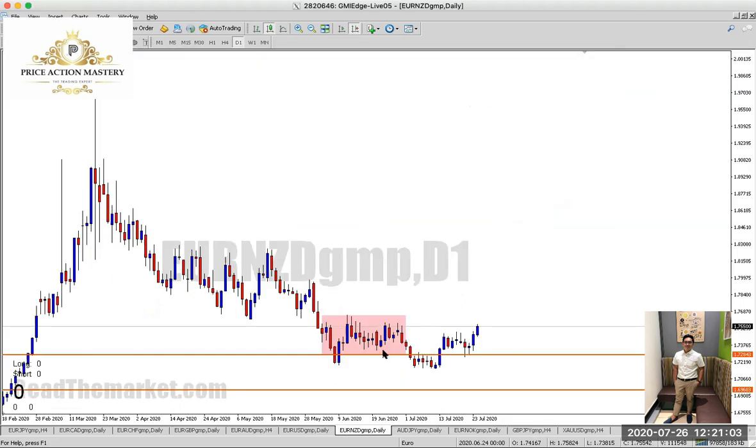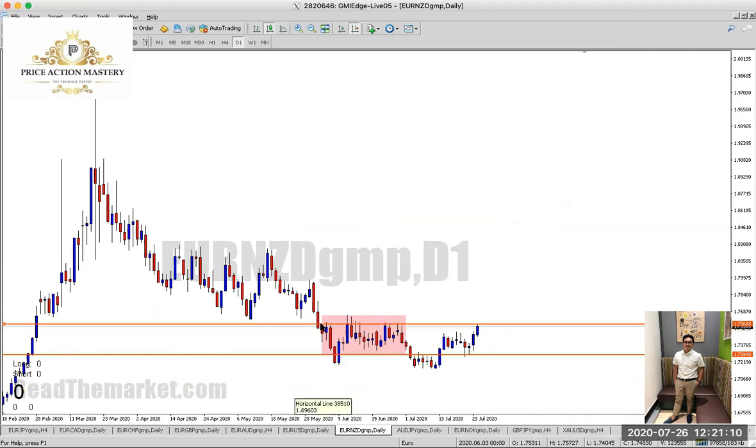The next will be Euro New Zealand. I can see a lot of sellers. Many sellers will be selling here, and the market is going to have a breakout. So be careful if you are selling here. The market is going to break out because the market already has a reversal pattern.